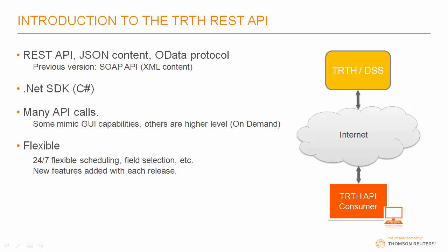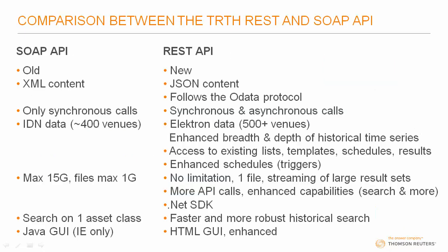The API is flexible. You can schedule extractions tailored to your needs for anything from one instrument to large datasets, selecting the data fields you are interested in, etc. We recommend you use the REST API. It follows industry standards best practices, is simpler to use, has better performance, and more capabilities. If you have not yet started development, you must go for the REST API. If you have already developed something using SOAP, then you need to migrate it to REST.